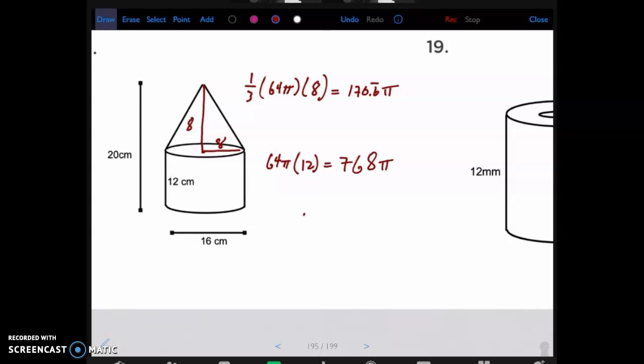Which is going to be 938.6 repeating pi centimeters cubed. Nice.